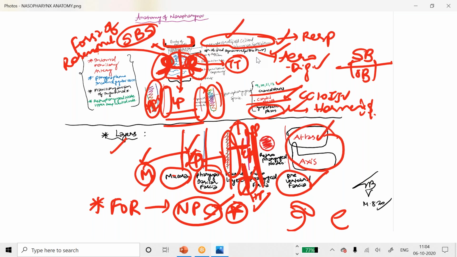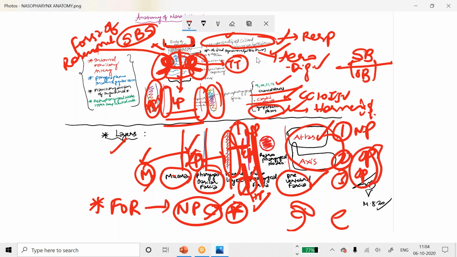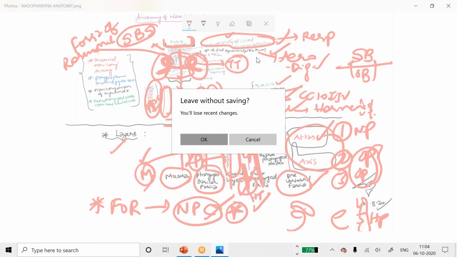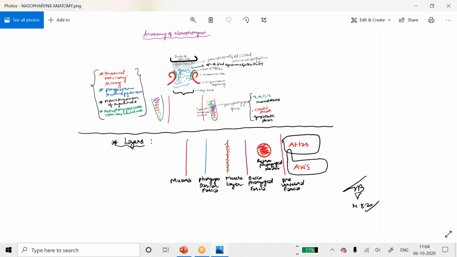And the last layer will be the prevertebral fascia, in front of the atlas and axis, as we have seen. Level 1 will be for the nasopharynx, levels 2 and 3 vertebrae are related to the oropharynx, and 4, 5, 6 vertebrae are related to the hypopharynx, as you could see here. So as you could see once again, the anatomy of the nasopharynx.